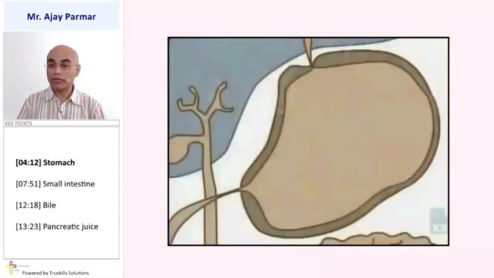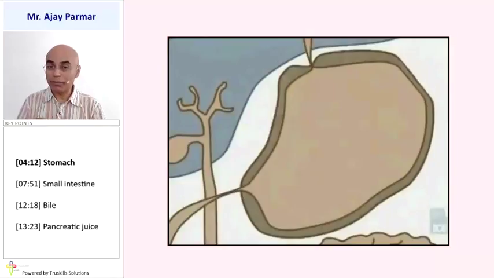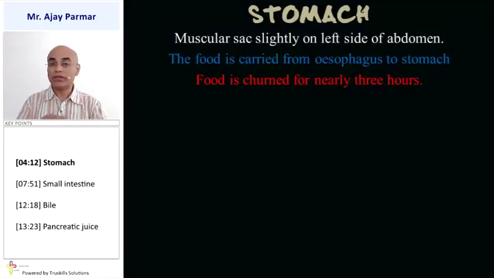The food over here would be churned properly so that it can react with the various substances in the gastric juices in the stomach. That means food is churned over here for approximately 3 to 4 hours.